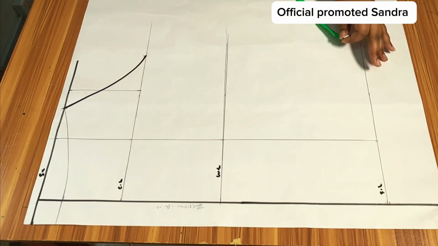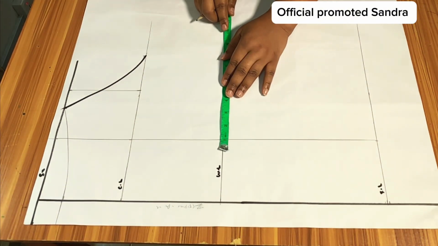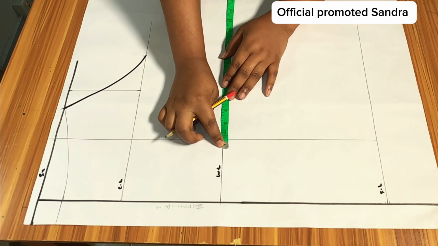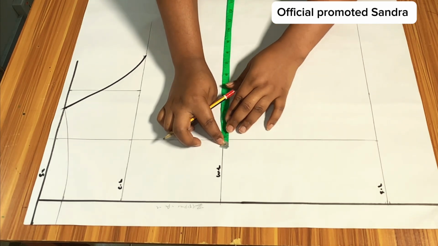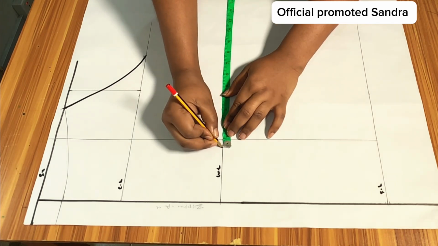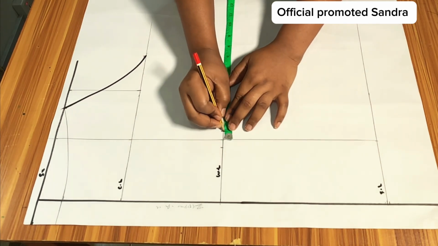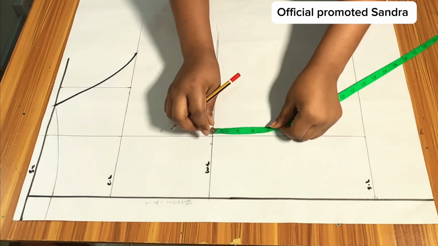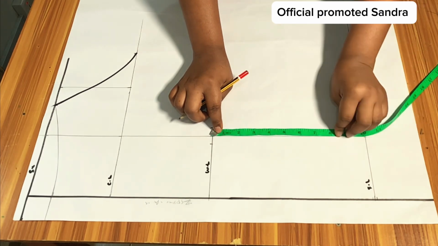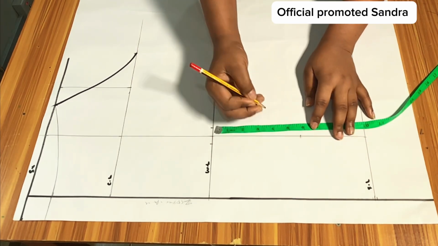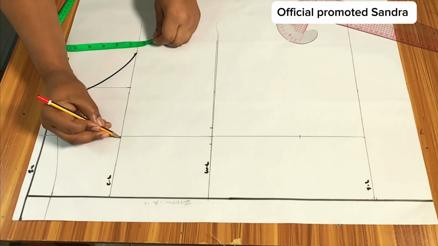Once I'm done, I'm going to take my darts. To mark your darts, you can either mark ½ inch on both sides, but for me, what I use at the front is what I'm going to be using at the back, which is 0.725. I will mark it to the side back and to the center back like this. Then from this waistline, I will come down by 6 inches. That is where my dart leg is going to stop.